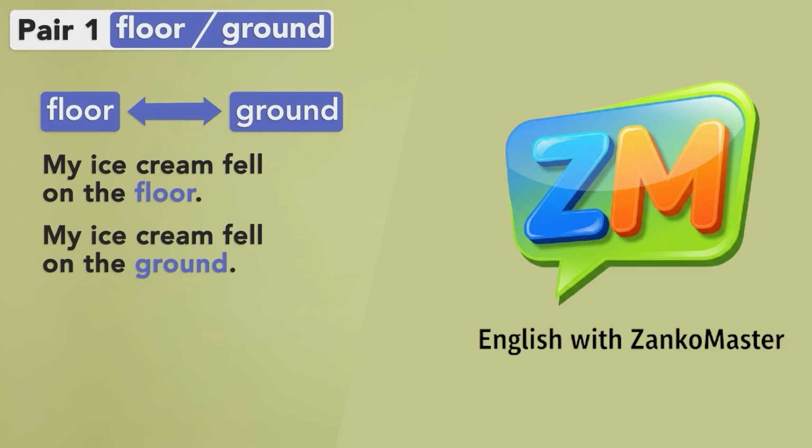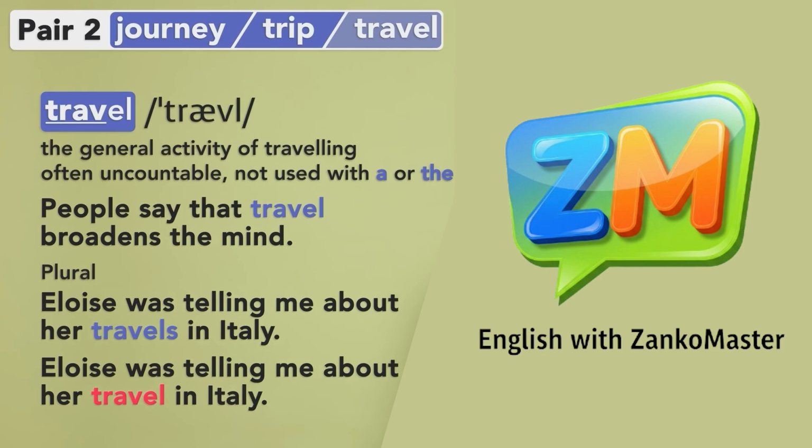Okay, our next pair is journey versus trip. We also need to talk about travel, too. These are words that my students mix up all the time. So let's clear up the confusion. Let's start with travel. As a noun, it refers to the general activity of traveling, going to a different place. It's often uncountable, so we don't use a or the. I can't say a travel. An example: people say that travel broadens the mind. It can also be used in the plural.